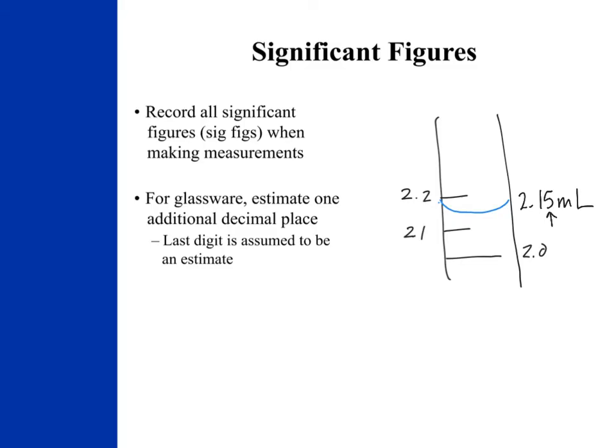If I were to write the number as 2.1 milliliters, then someone looking at my data would assume the 1 is estimated. But we know that it's 2.1 something based upon the markings on our graduated cylinder. And we don't want someone to think it's just 2.1. We always want to estimate one decimal place beyond the markings on the glassware.